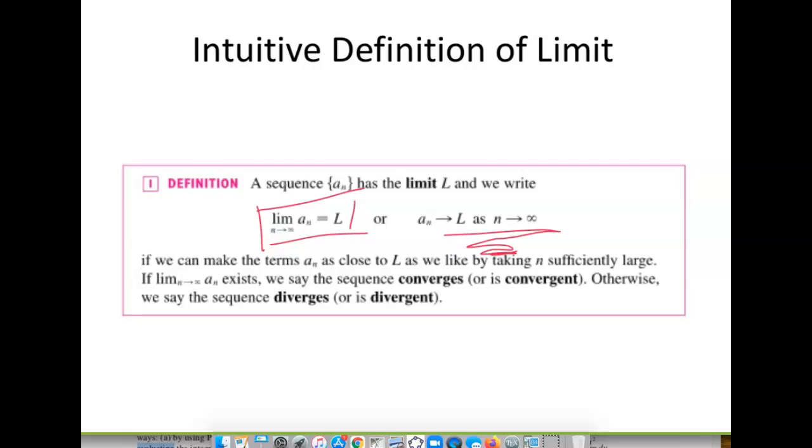So if the limit L exists, we say the sequence converges to L, or is convergent. If the limit does not exist, then we say the sequence diverges or is divergent.